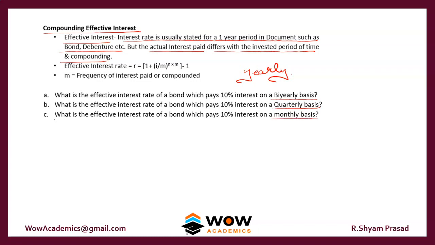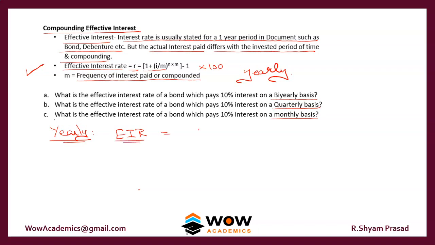If the interest is going to be paid on these kinds of time scales, then the effective interest will differ from the interest that is mentioned on the bond or debenture. So we'll find out the effective interest rate. We are not going to apply it to the principal, it's only for the rate.